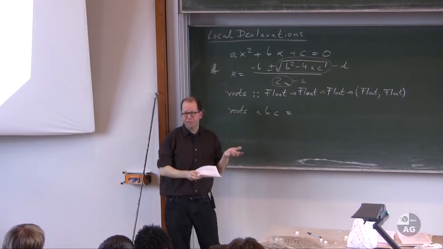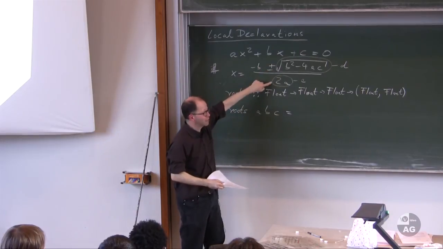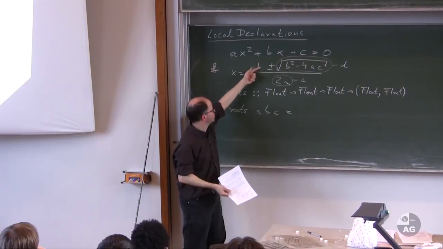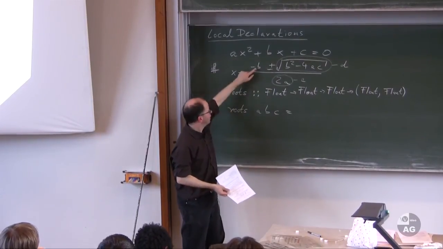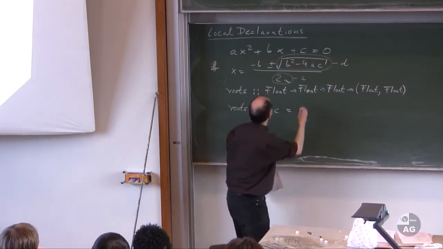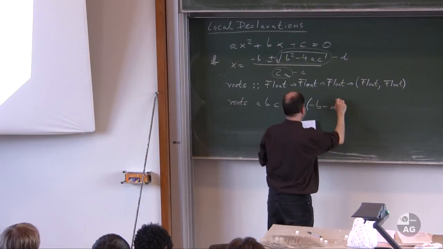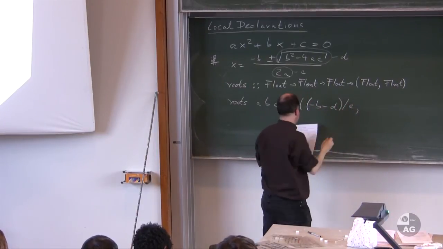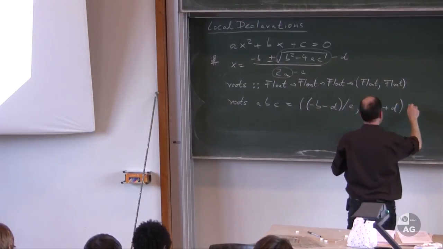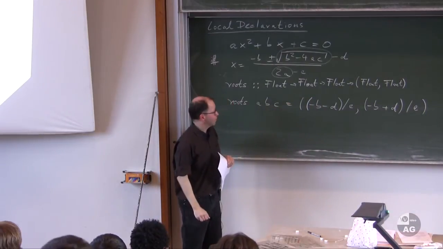I mean, if you do this in imperative programming, that's how you would do it. You would compute this first, give it a name, and then you would compute the first solution, minus b plus d divided by e, and the second one, minus b minus d divided by e. So let's do this here as well. So we compute minus b minus d divided by e, and the second solution is minus b plus d divided by e. But now, of course, Haskell doesn't know what d and e are.